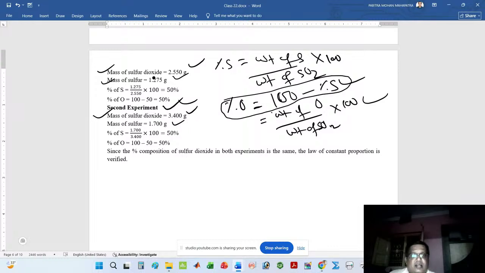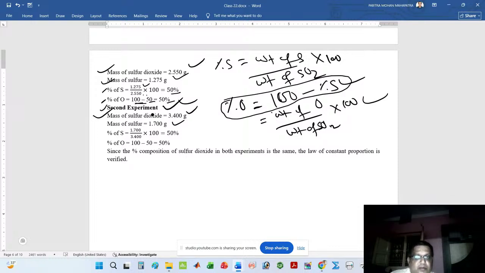So here I can set the percentage of sulfur as 1.275 divided by 2.55 into 100. If you solve, it is equal to 50%. Similarly, for the percentage of oxygen, you can subtract 100 minus 50, that is 50%. Similarly, think about the second experiment.